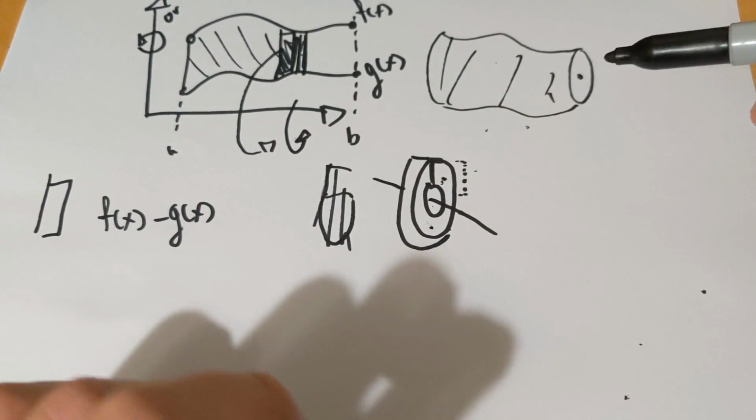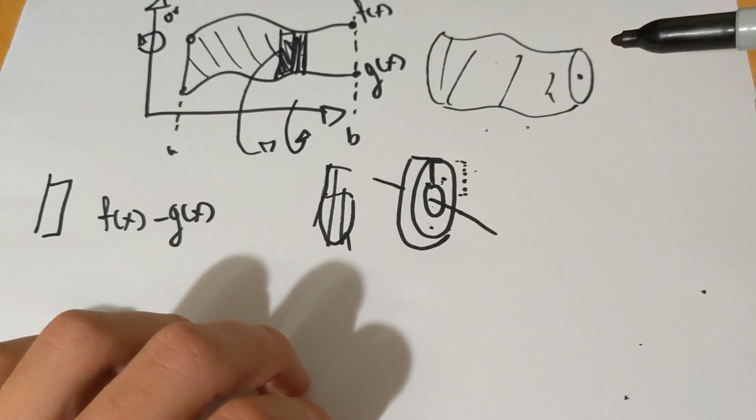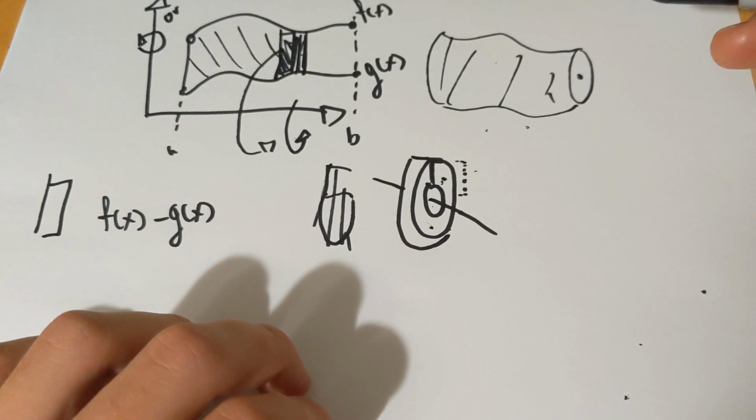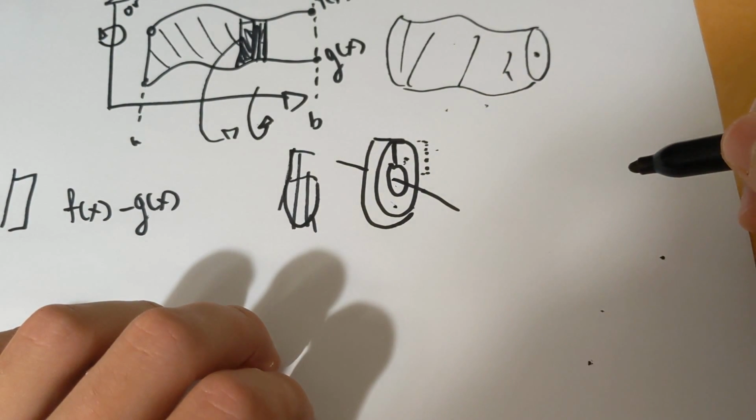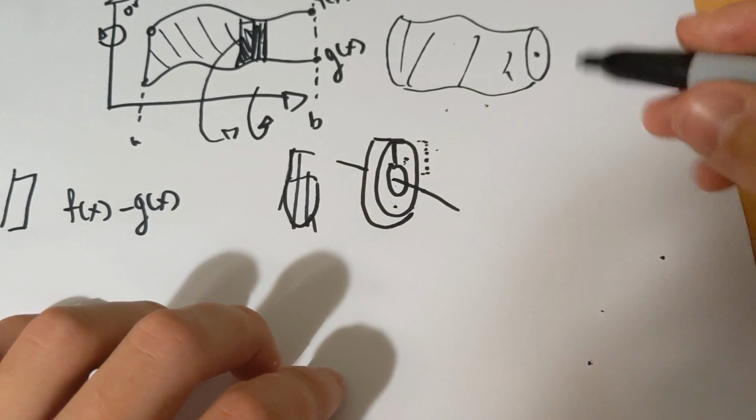It looks like a sea, what are they called? I can't remember. Sea sponge? I don't know.